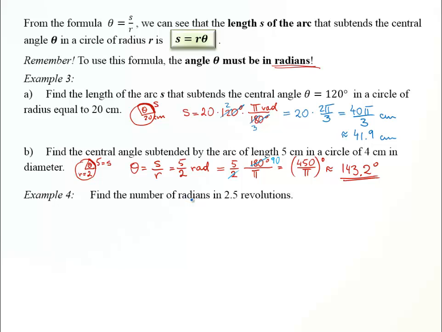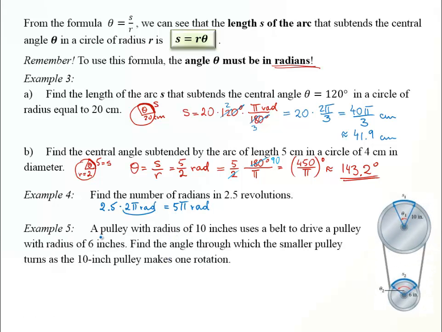Now let's find the number of radians in 2.5 revolutions. 2.5 revolutions is like 2.5 times 2 pi radians, because each revolution has 2 pi radians in it. Therefore, if we multiply, it's like 5 pi radians.